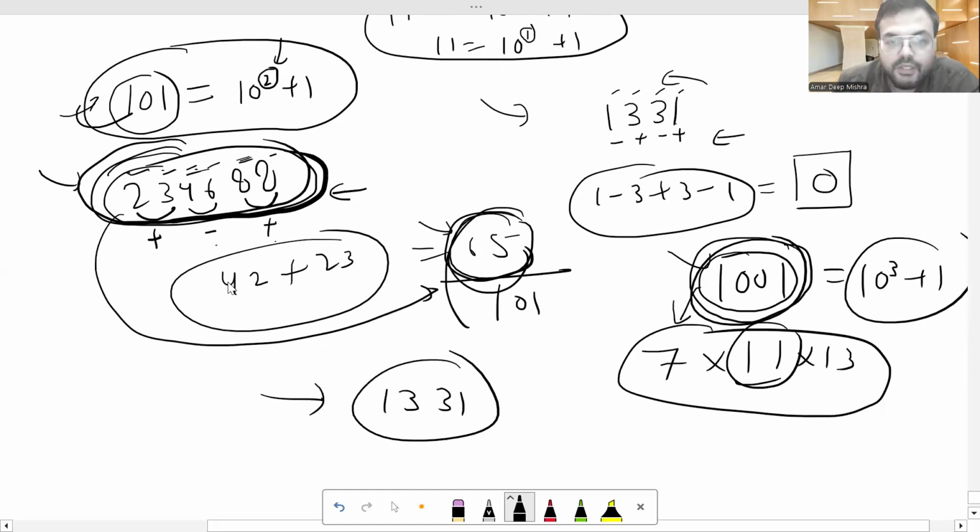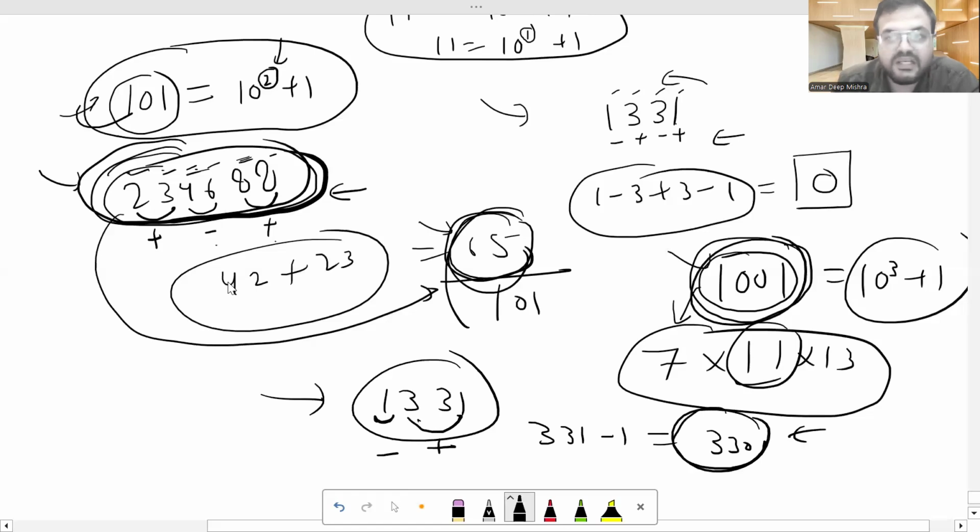So what you can do, you take one triplet here, and at the end, this one is remaining. So this one you take alone, so plus minus like this. 331 minus 1, if you do, you will be getting 330. Now see whether this number is divisible by 11 or not. This is clearly divisible by 11. So hence I will say that the entire number is also divisible by 11.